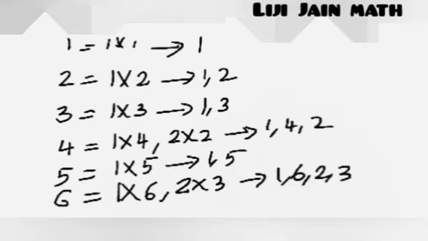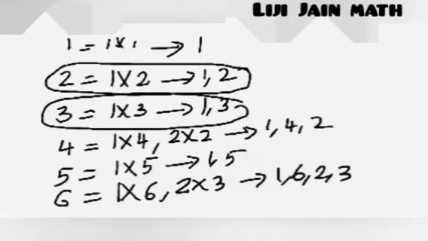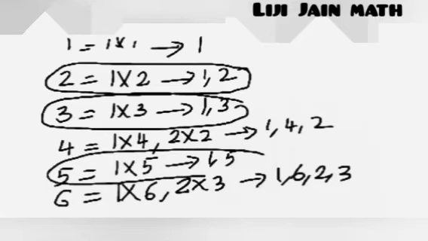Okay, now we have discussed the factors of numbers from 1 to 6. Here, can you find anything special for the encircled numbers? I am going to encircle certain numbers. Can you find anything special about these numbers? So I have encircled the numbers 2, 3 and 5. Can you find any speciality among these numbers?